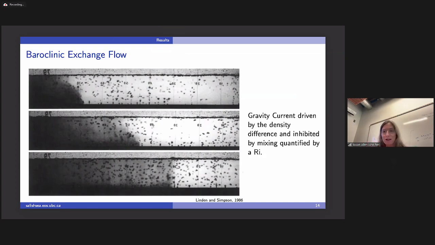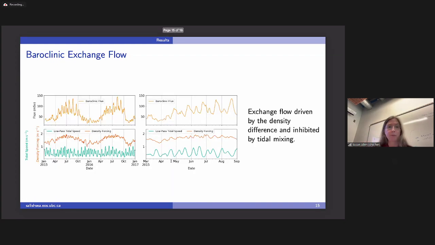We have this gravity current, and Paul Linden showed that how far the gravity current got through this region was dependent on the density difference between the two water masses, and was inhibited by a mixing which he quantified with a Richardson number. We can't easily have such a simple picture of gravity currents. It's hard to talk about a gravity nose. And so here we're going to look instead at the flux through the system, this exchange flux due to these two gravity currents. And we're going to look if that can be explained by a density difference and inhibited by mixing. So here is a picture of the baroclinic flux.